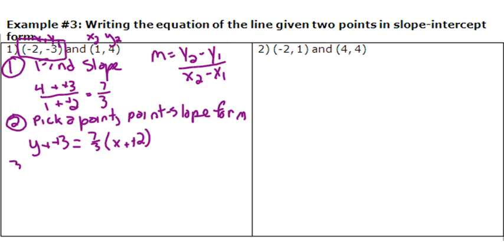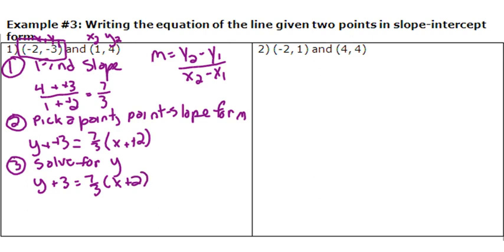So the minus negatives become plus positives. And now I'm going to solve for y, because it says to put in slope-intercept form. So I would take my equation and I would solve for y. Don't get freaked out by the fractions. It's okay. We would have y plus 3 equals, I distribute the 7/3. 7/3 times x is 7/3 x. 7/3 times 2 is 14/3. And I'm subtracting 3 on both sides.